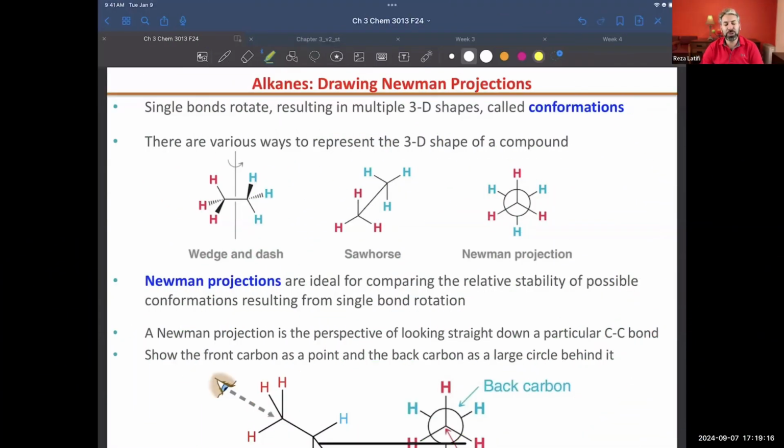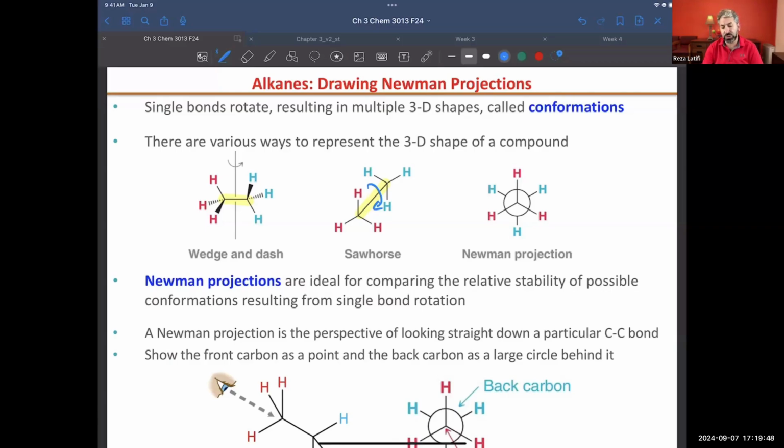Welcome back to another lecture from organic chemistry. In this lecture, we're going to learn how to draw the 3D shape of alkane molecules. The technique that we're going to use, we call it Newman projection. In alkanes, all carbon-carbon bonds are single bonds. That means that there is a possibility of rotation around that bond. So I can rotate that bond or one of the carbons, and that's going to give me a different 3D shape of the molecule.